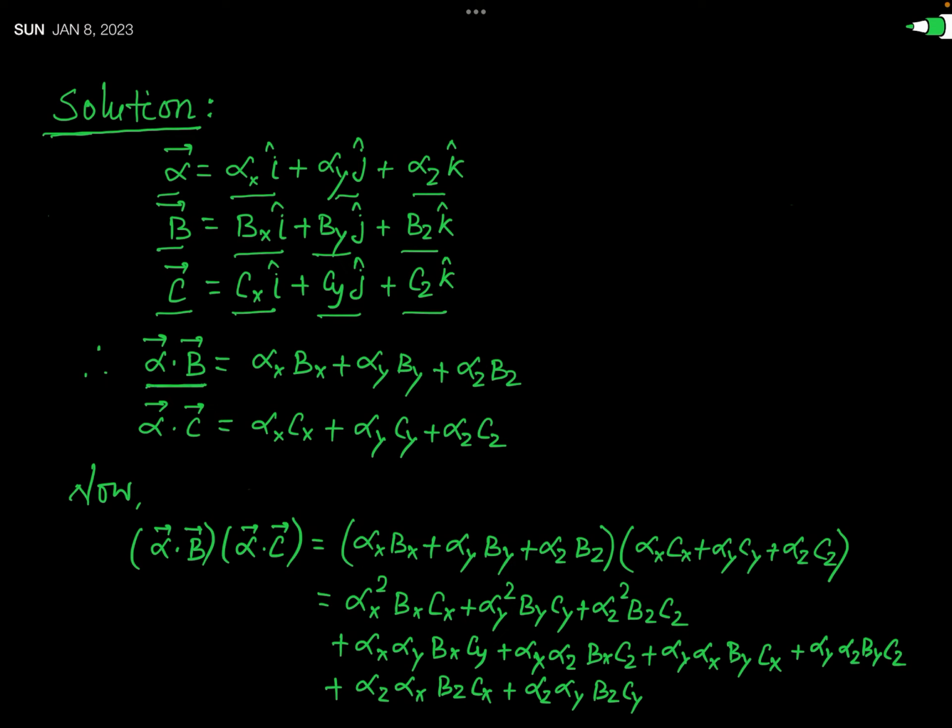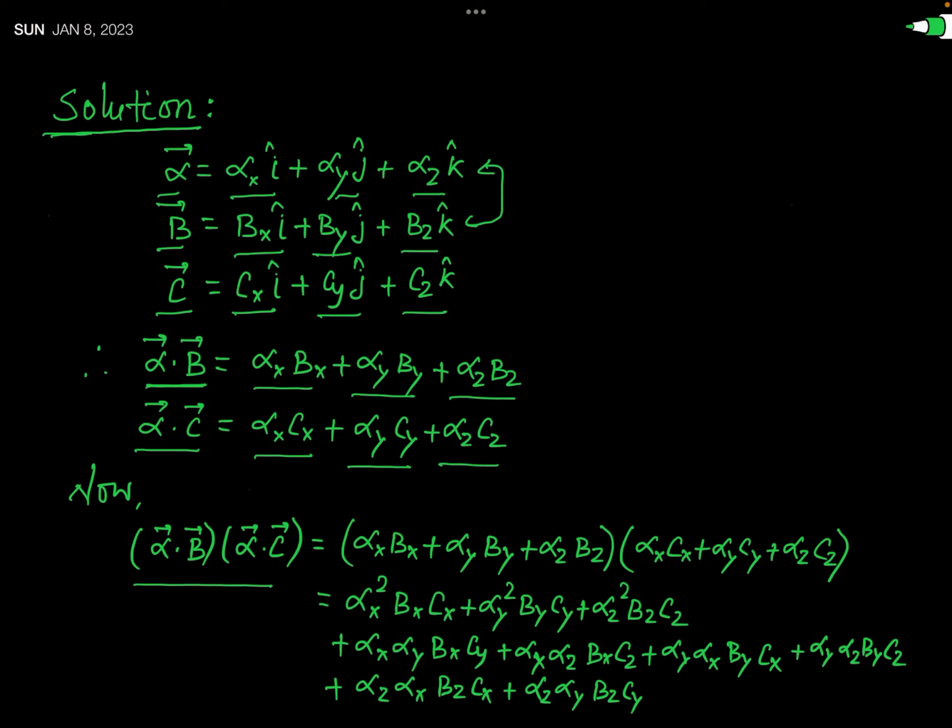Now, we will find separately what alpha dot B will be. It means you have to take the scalar product of these two quantities. And you know from the definition of a scalar product, A dot B is Ax Bx plus Ay By plus Az Bz. So alpha dot B will simply be equal to alpha x bx plus alpha y by plus alpha z bz. And similarly, alpha dot C will be alpha x cx plus alpha y cy plus alpha z cz. So let us start with the LHS and arrive at the RHS.